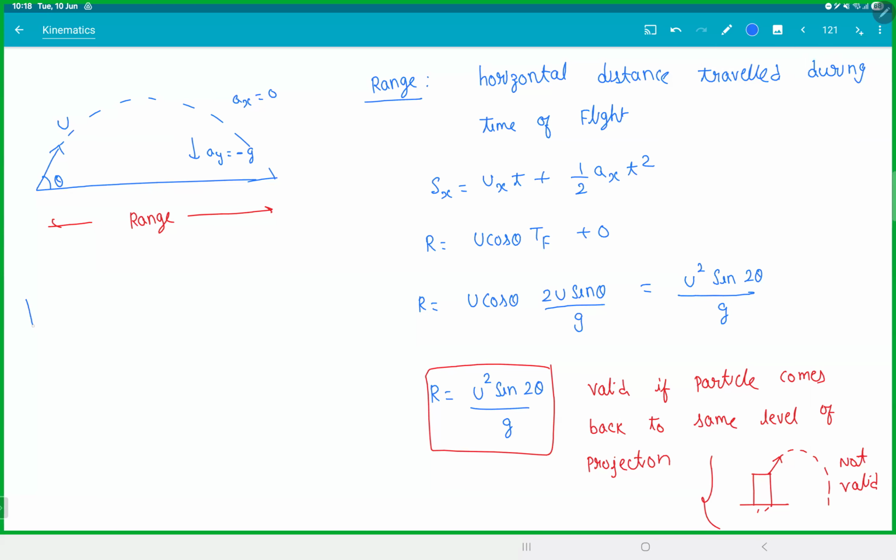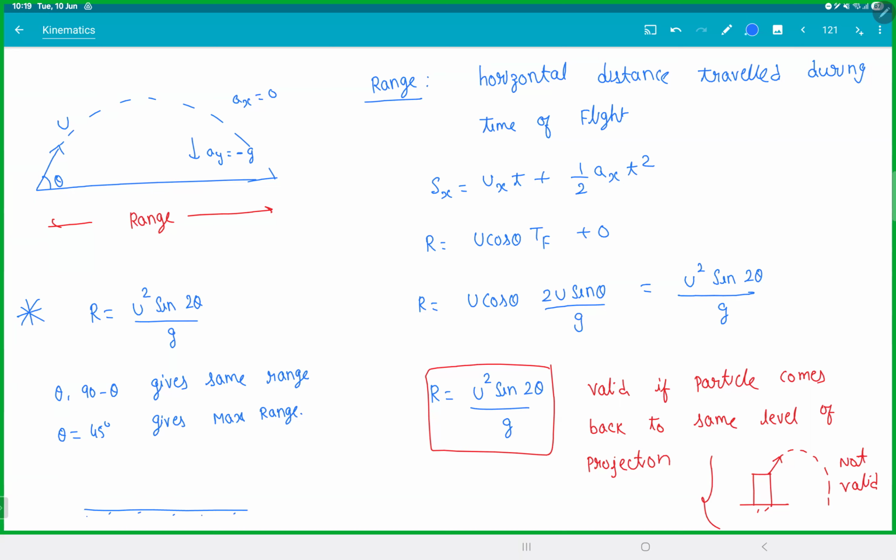And also, if you notice something here, the range R is u square sine 2 theta by g. For complementary angles, theta and 90 minus theta will give the same range. And theta 45 gives maximum range. In real life, if there is no air resistance, if you throw it at 45 degrees, you get maximum range. But because of air resistance, you should throw around 50, 52 degrees. Again, it depends on a lot of factors.